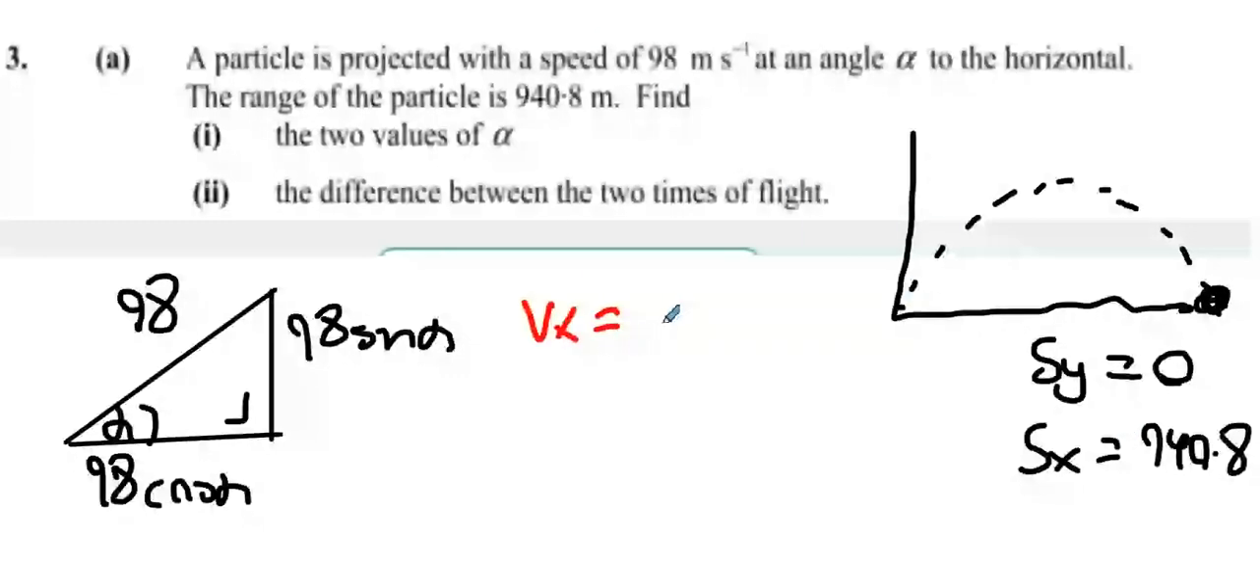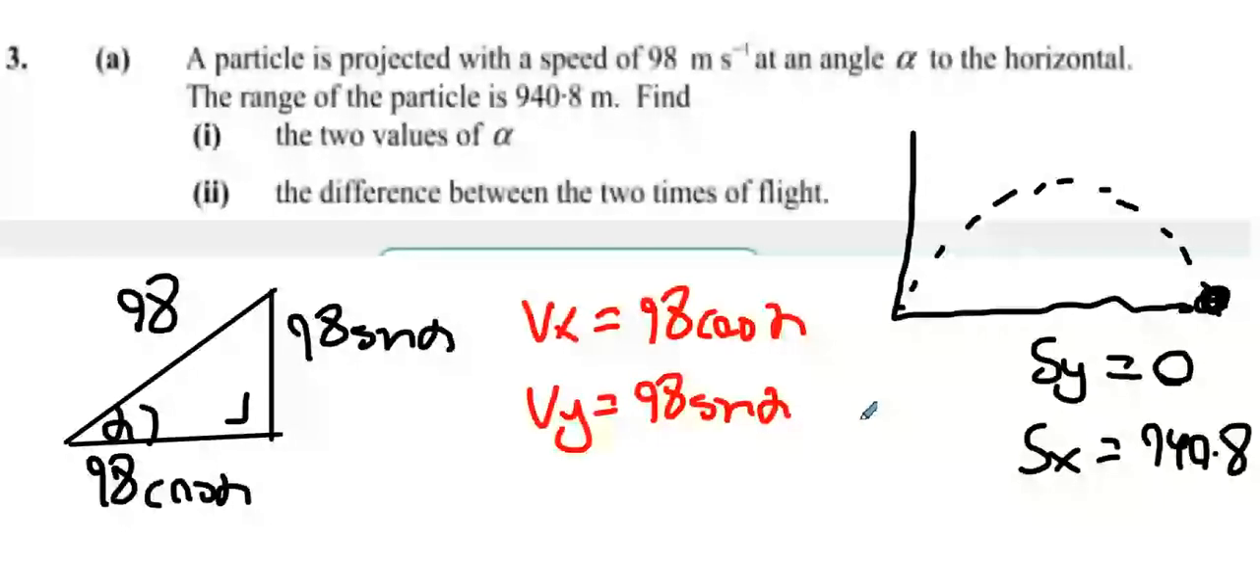Now, we're going to go through our formulas again. Vx is what, guys? Vx is 98 cos alpha. Vy is 98 minus gt. So this time I think we could use 9.8t, couldn't we? Because there's no evidence of using g's here, is there? No.